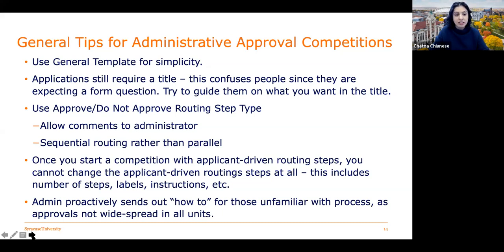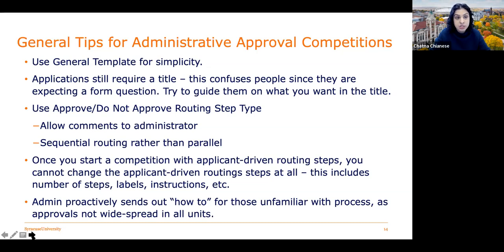Ideally, if you're having a travel, you'd like to say, travel by this person to this location, and people don't put that in, but we ask them to do so. And sometimes we change the title so that we can make that easier. We actually go in to edit their applications. Use the approve, do not approve routing step. That's our default.